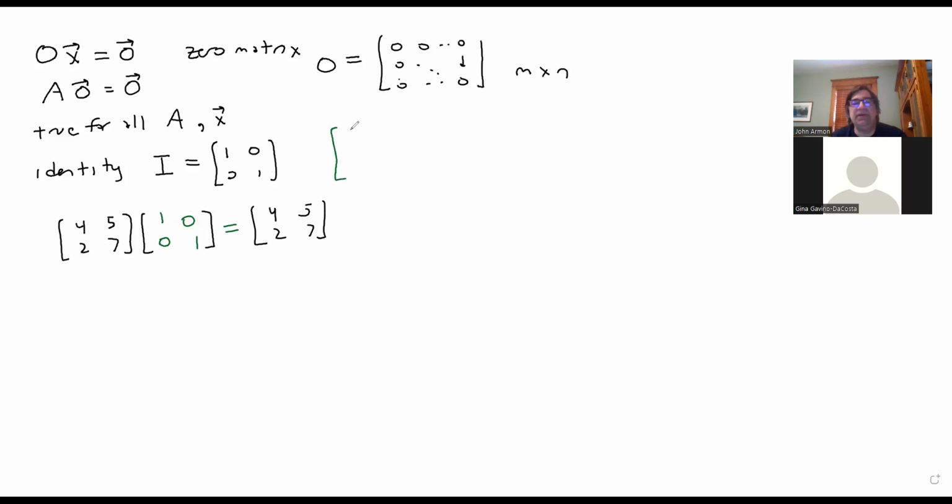For a 3 by 3 matrix, it's 1s along the diagonal and 0s everywhere else. So you can generalize and talk about the n by n identity matrix, which has 1s along the diagonal, however many rows and columns you have, and then essentially 0s everywhere else. So this is some notation that some books use to denote the n by n identity matrix.